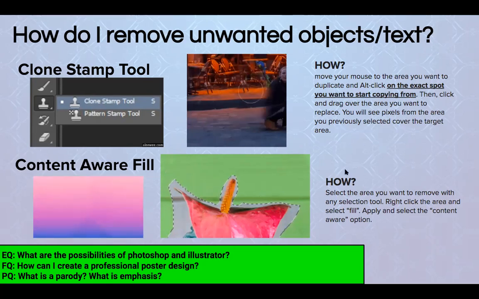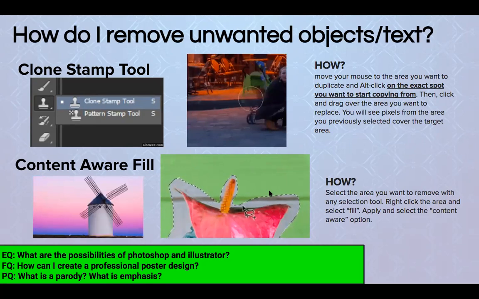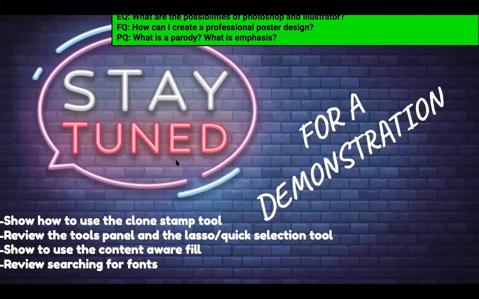Okay. And then for content aware fill, depending on your movie poster, this will work really well. Just use the lasso tool to select a small area, right click, and then go to fill and do content aware fill. Okay, just a little quick overview, and I'll show you guys how to do this.